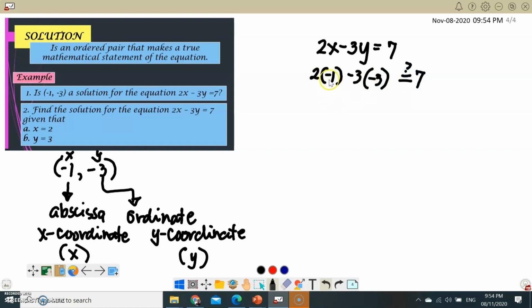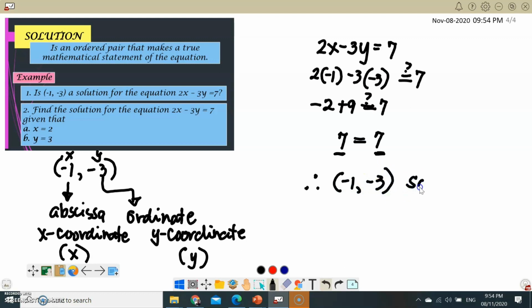So 2 multiplied by negative 1 is negative 2. Negative 3 multiplied by negative 3 is positive 9. Is it equal to positive 7? So negative 2 plus 9 is equal to 7, which is equal to 7. As you can see, the right side of the equation is equal to the left side of the equation. Therefore, negative 1, negative 3 is a solution.